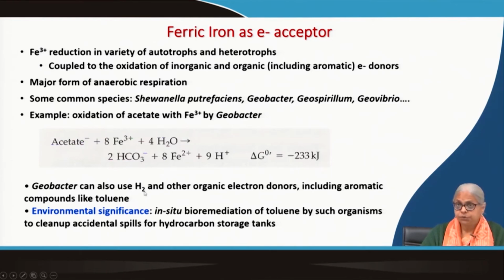Geobacter can also use hydrogen and other organic electron donors, including aromatic compounds like toluene. Benzene, toluene, xylene, these are very common petroleum-based compounds that are found around petrol pumps and other petroleum utilizing areas where the tanks may have leaks. What is the environmental significance of this? So, in situ bioremediation of toluene is possible by these organisms to clean up accidental spills.